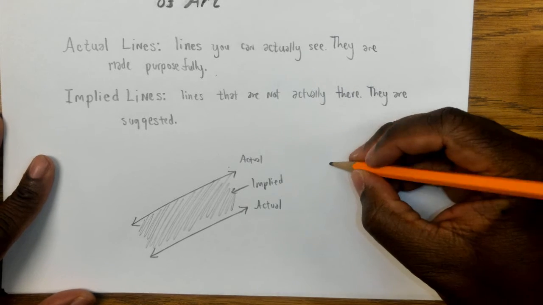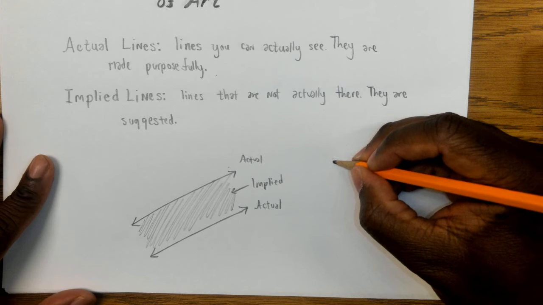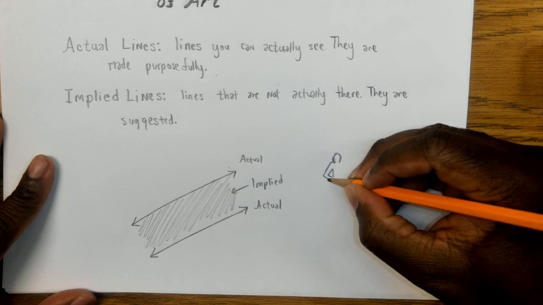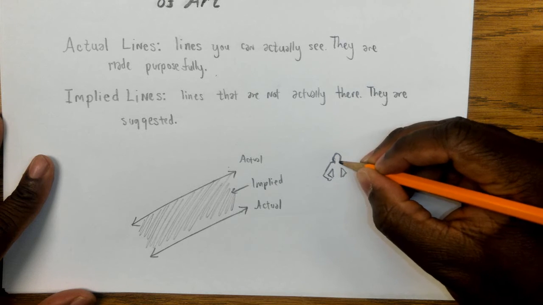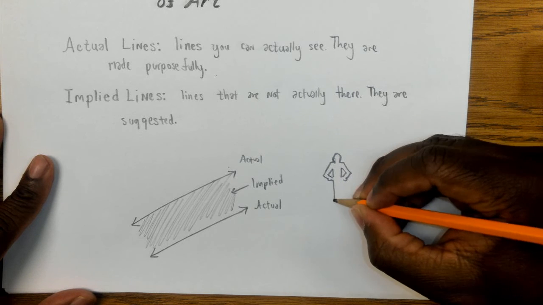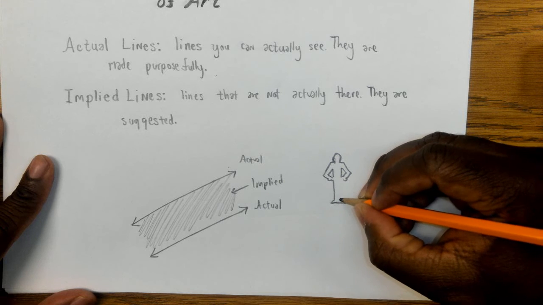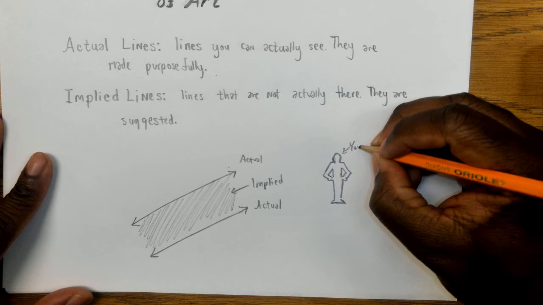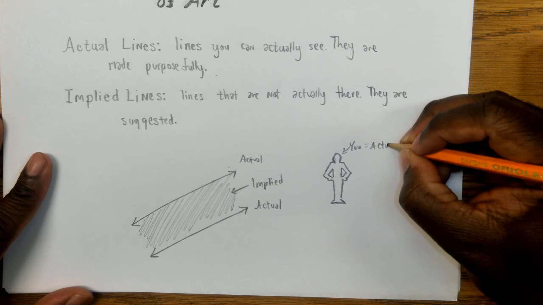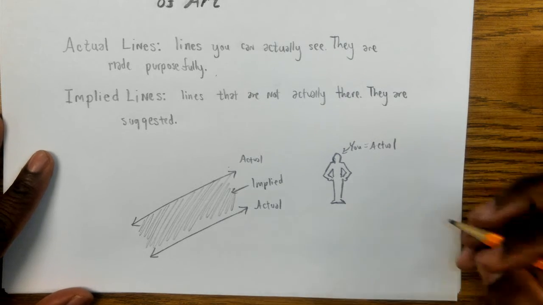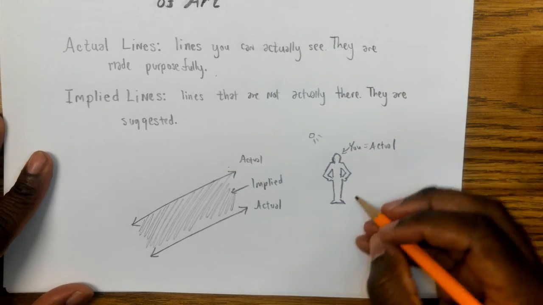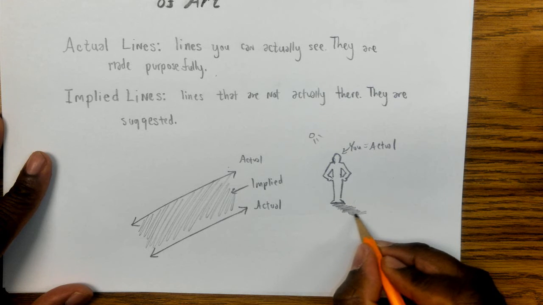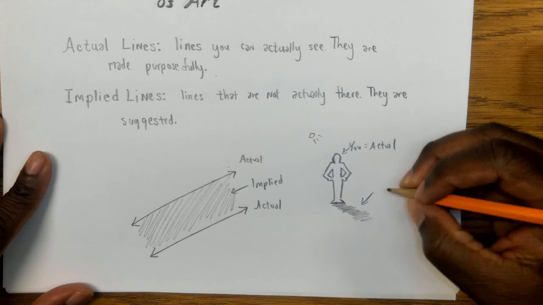Or for a more real-world example, let's say that you were standing in a light source, like so. You would be an actual line. However, your shadow, which is created just from you having to be there, that is implied.